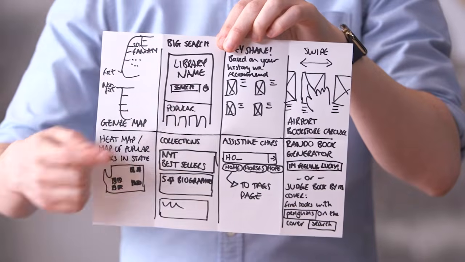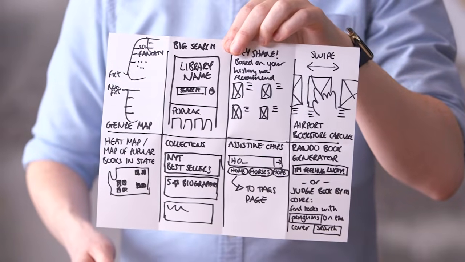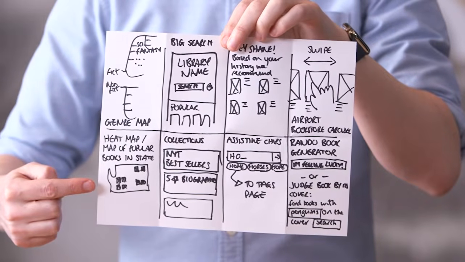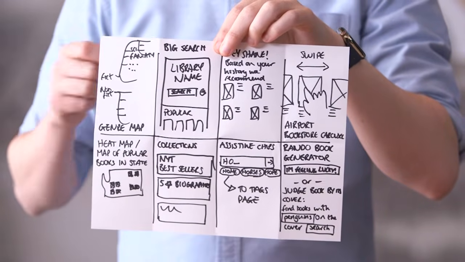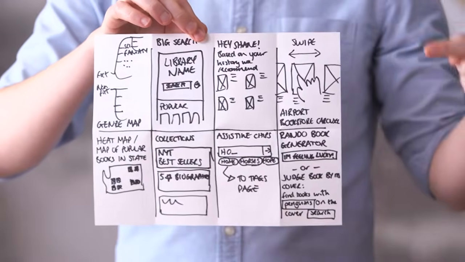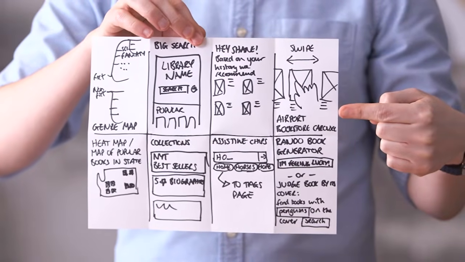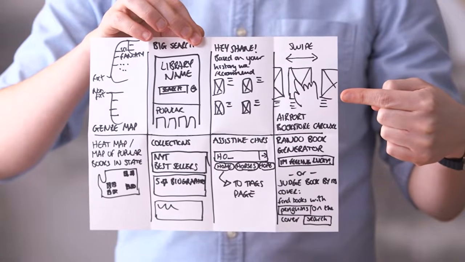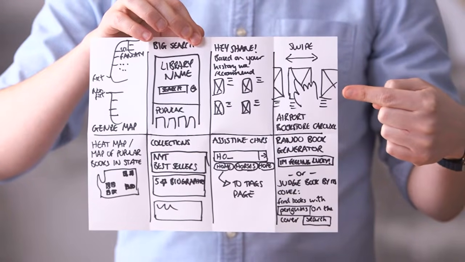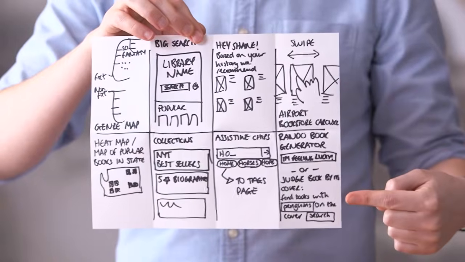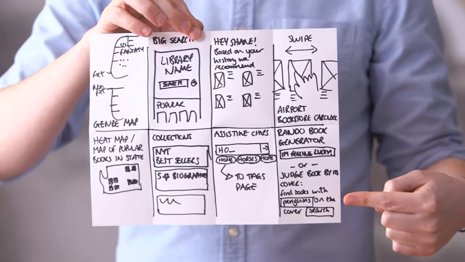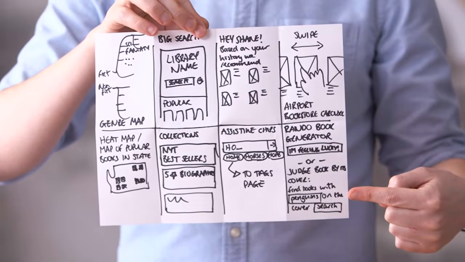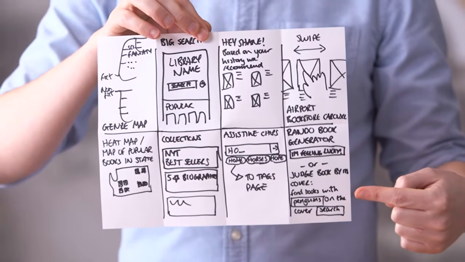Perhaps users might like to know what the most popular books are in their area or in different parts of the state, so I sketched a heat map of popular books here. This sketch over here shows a carousel of books that a user can swipe through, much like looking through books at an airport bookstore. This idea could bring familiar elements from the physical world into the digital world. And sometimes we might just want to judge a book by its cover. How about if we allowed users to search for blue books or books with penguins on the cover? That's what this sketch represents here.